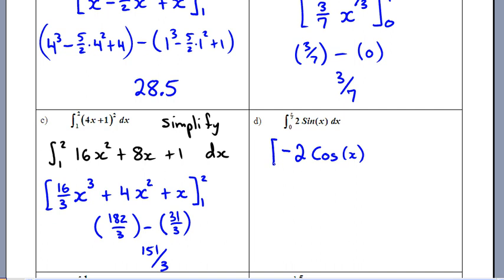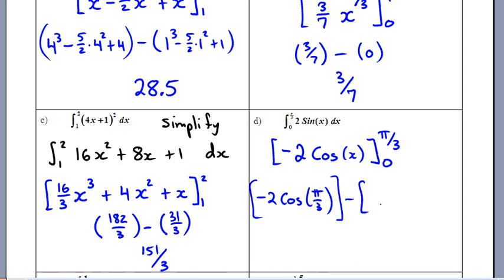Now we're fine. And now we'll evaluate this from 0 to pi over 3. So we would be going -2 cosine of pi over 3. Get that done. And then subtract -2 cosine of 0. I think the answer ends up actually being a 1 on that one.